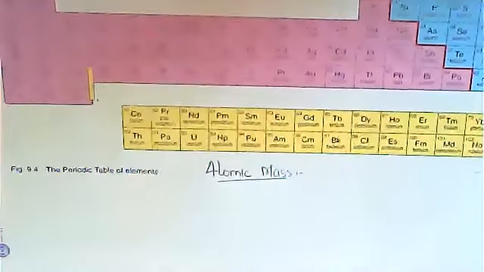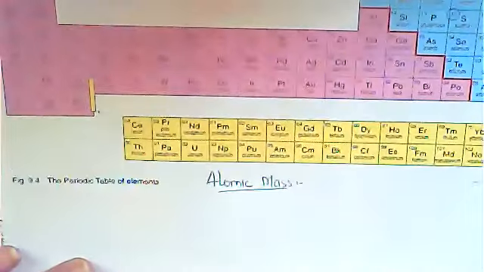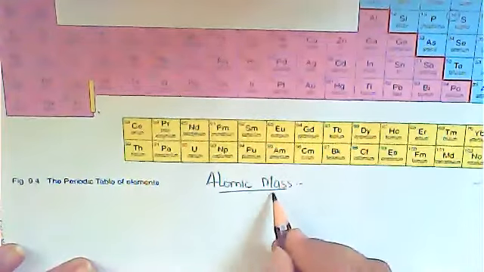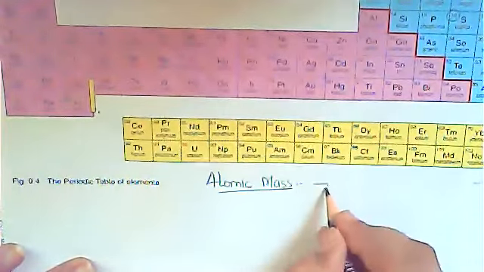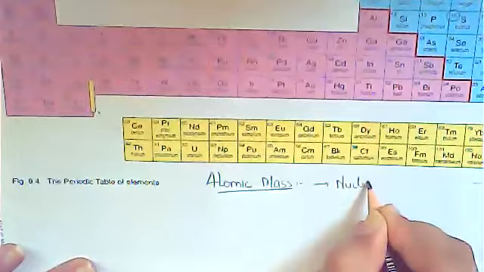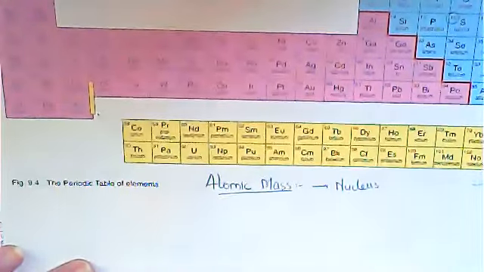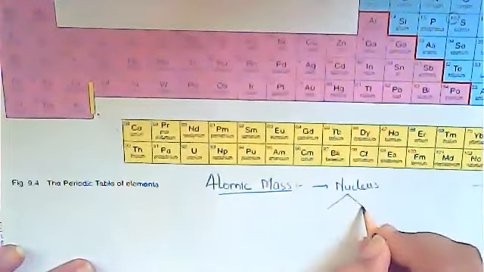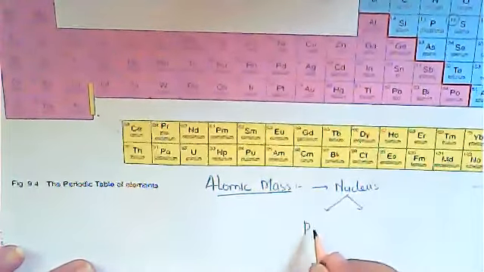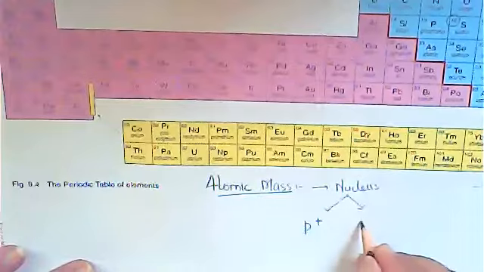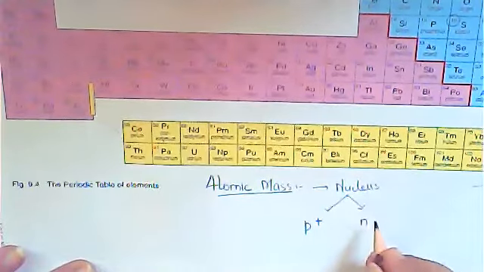Atomic mass. Now I'm going to explain what atomic mass is. Basically, atomic mass lies inside the nucleus of the atom, and in the nucleus you have two things. Number one, protons, which have a positive charge, and number two, neutrons, which carry no charge.